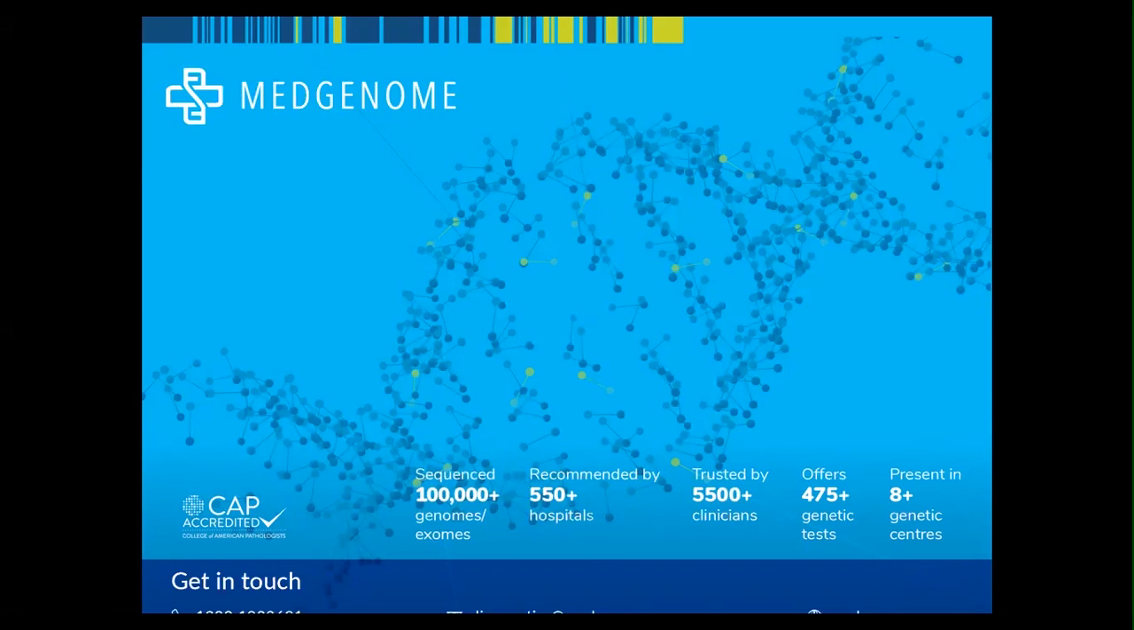So the first question is from Dr. Anureka from Chennai. How do you classify as pathogenic, likely pathogenic, and variant of uncertain significance?